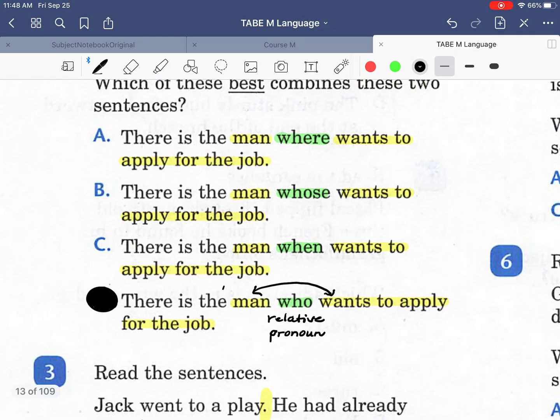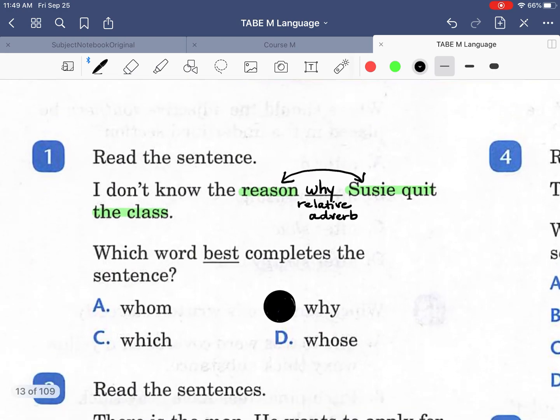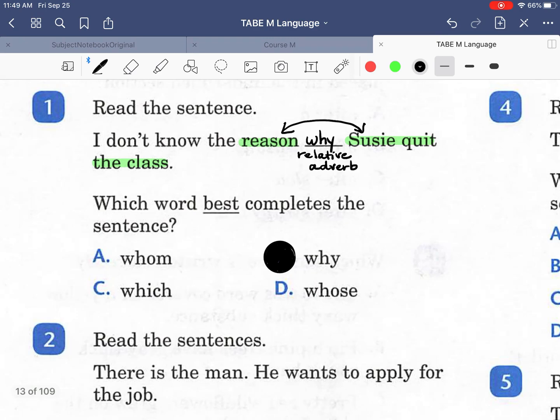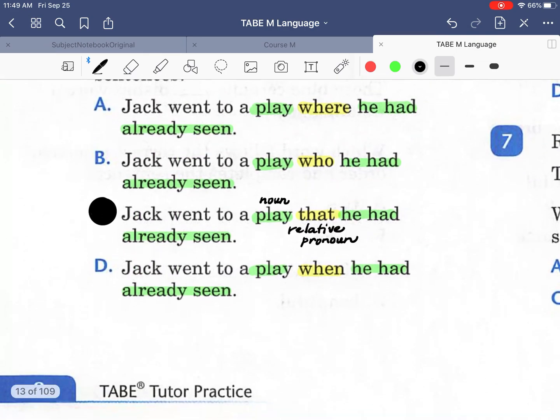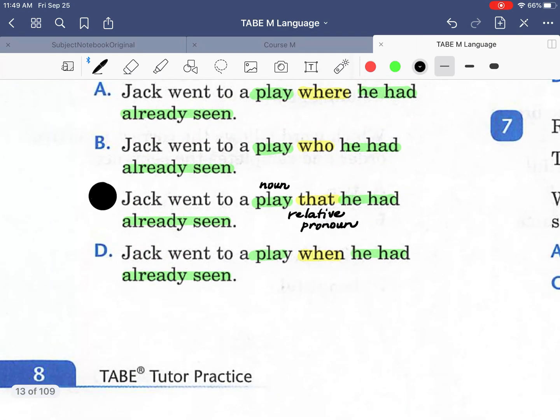In this case, a man is a noun, so we need a pronoun, not an adverb. Where and when are adverbs. Here we are describing a reason, but we're talking about why she quit, why she did something. This is the verb that we are describing in more detail. So that may help you also to think about the purpose of that word I'm highlighting.